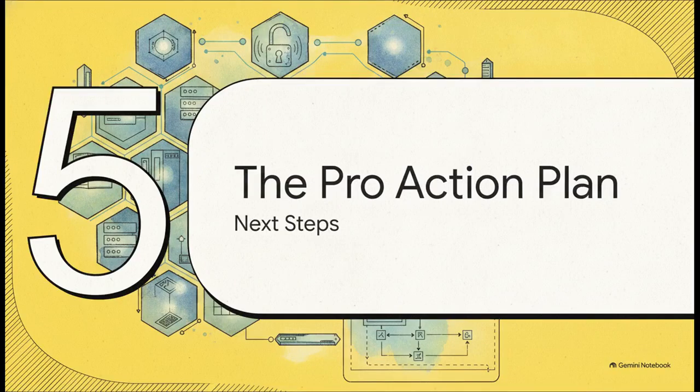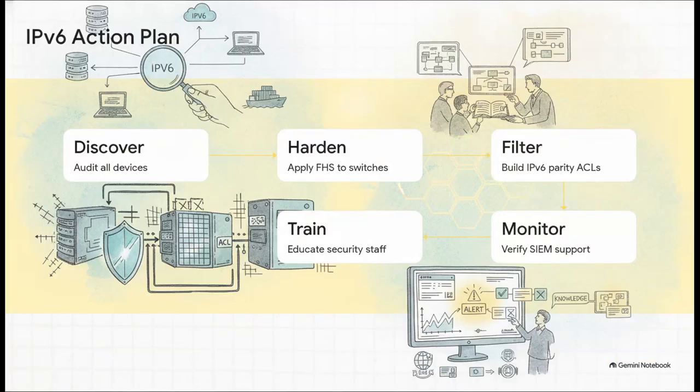Finally, let's wrap this up with Section 5, the Pro Action Plan, Next Steps. So the crucial point is, here is your concrete, actionable 5-step playbook. Step 1, discover. Just assume IPv6 is running and audit all your assets, especially containers. Step 2, harden. Apply that first-hop security across all your switches. Step 3, filter. Build out those access control lists to achieve true parity with your IPv4 rules. Step 4, monitor. Make sure your SIEM is actually ingesting and understanding IPv6 telemetry.